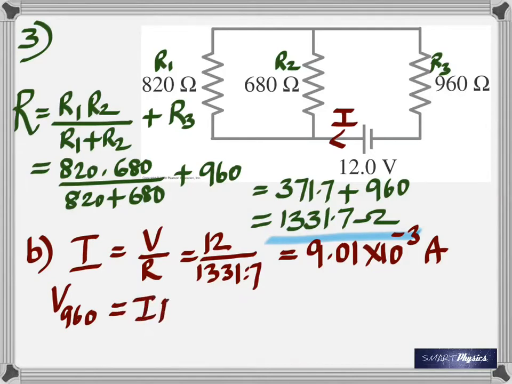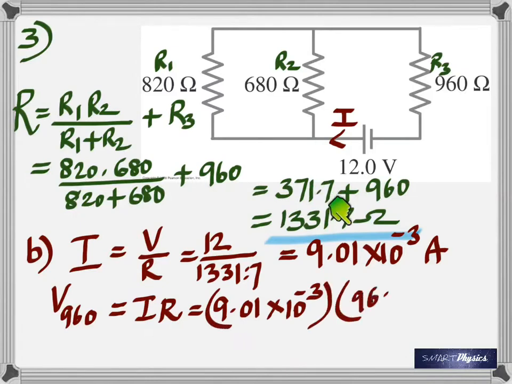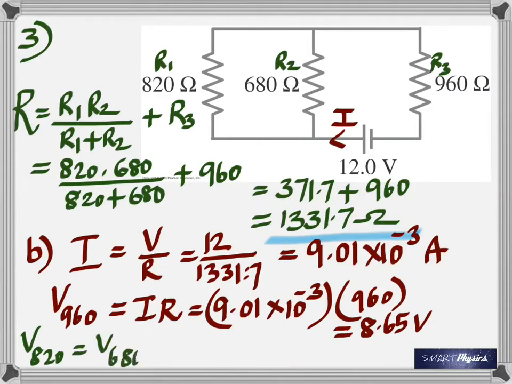Now the voltage across 960 ohms is going to be the current that flows through it multiplied by its resistance, and the entire current flows through it, so you just multiply that entire current with its resistance. You get the voltage across 960, and the voltage across 820 and 680 must be equal, because whenever you have components connected in parallel, the voltages are the same. And it should be the difference. So 12 take away 8.65, that is 3.35 volts.